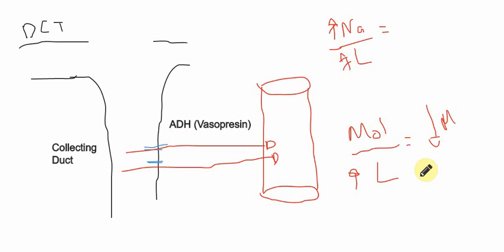Okay, and eventually the collecting ducts all meet up, form the ureter, go to our urinary bladder, and we can just eliminate it through our urethra.